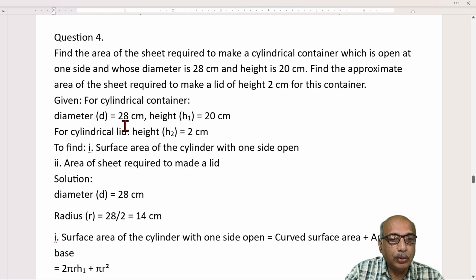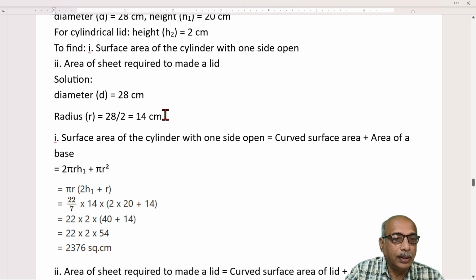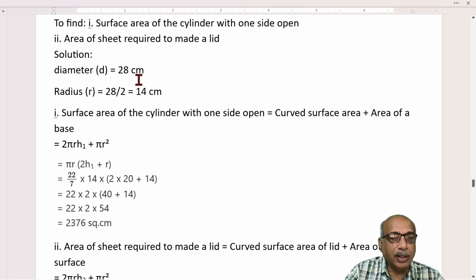Diameter equals 28 centimeter, height h1 equals 20 centimeter, because the height of the lid is also given as h2, 2 centimeter. To find the surface area of the cylinder with one side open, I'm sure you understood it is an open drum. Area of sheet required to make a lid cover of height 2 centimeters, so again it is a cylinder only. Diameter of the cylinder is 28 centimeters, so radius will be 14 centimeters.